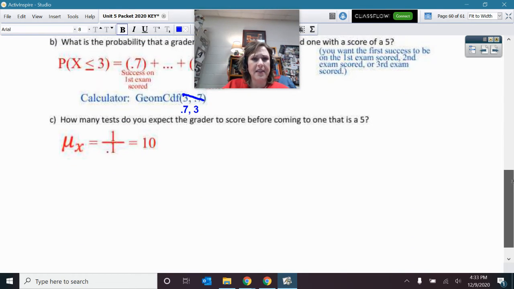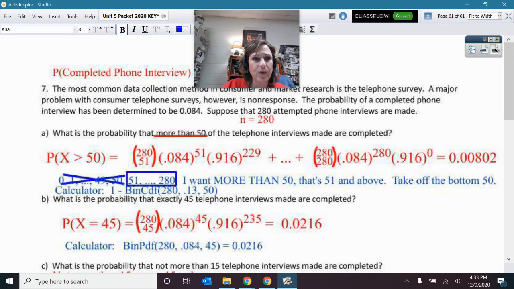Okay, next. How many do you expect the grader to have to score before finding a 5? So that's 1 over p. 10. Kind of had to score about 10 to get a 5. All right, and now here we go.